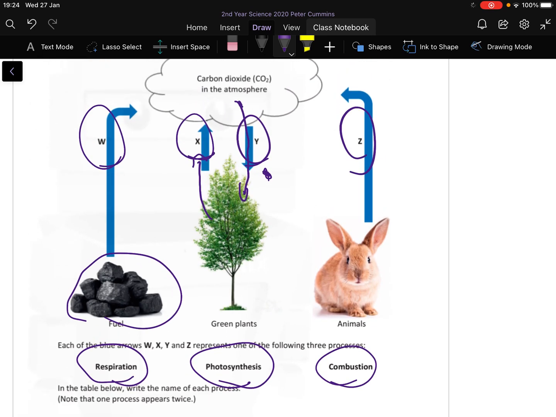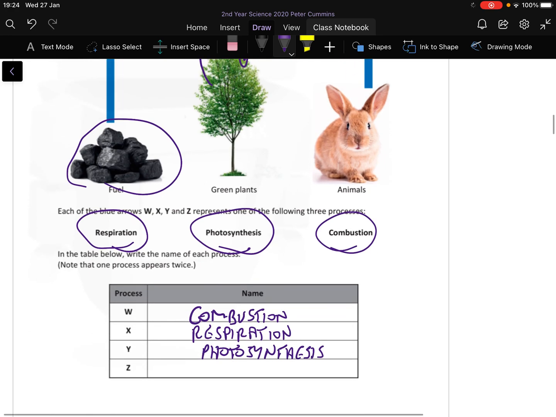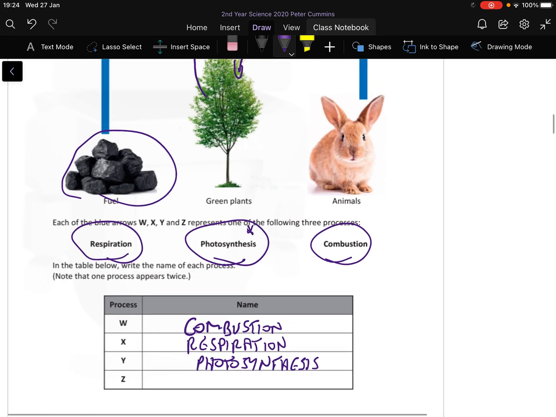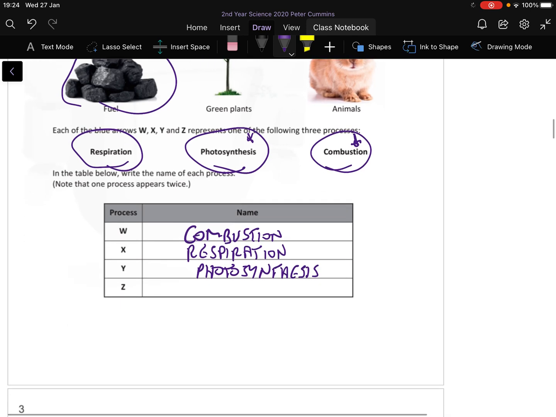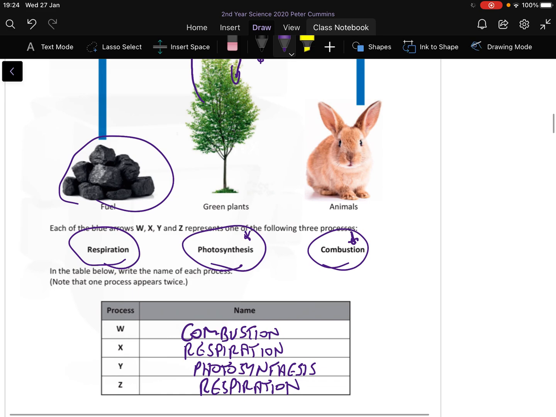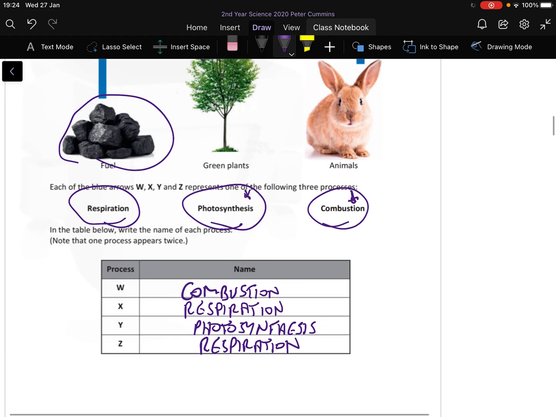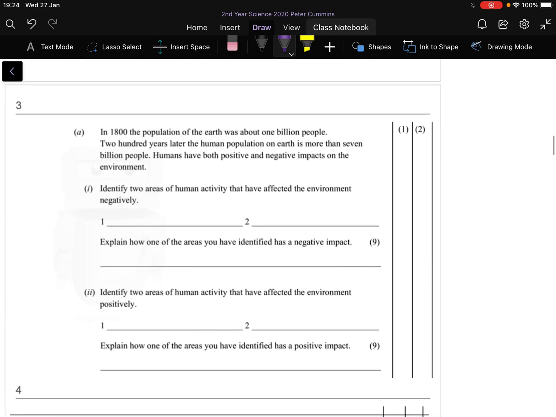And Z is going to be going from the animal up to the plants. It's not photosynthesis. Animals don't photosynthesize. It's not combustion because we're not burning the rabbit. It's respiration as well. So plants and animals respire. It's just usually when we talk about plants, we don't say respiration, we usually say transpiration. Okay.